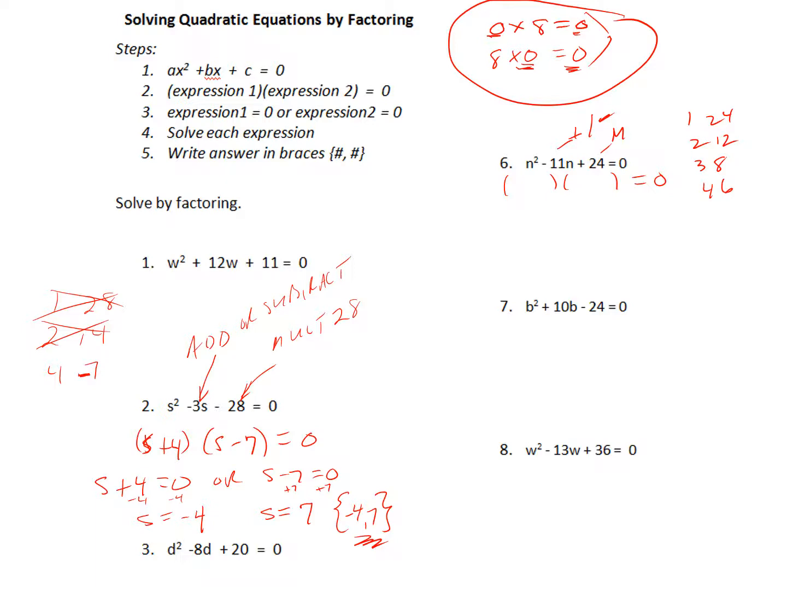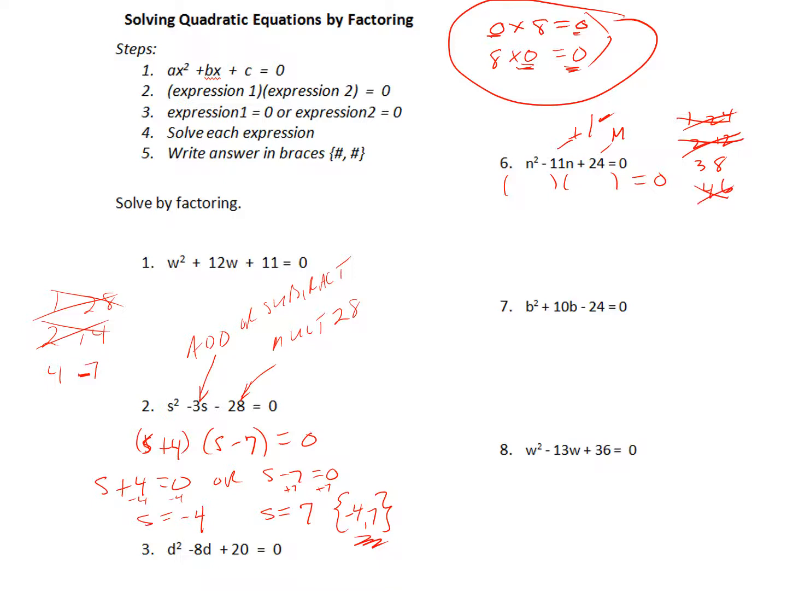So 1 and 24, again, they're too far apart to be negative 11 when I add them, so that can't be it. 2 and 12, that's close. If I subtracted them, 12 minus 2, they give me 10. 12 plus 2 is 14. They're close, but I don't think they're going to get it. 3 and 8, well, geez, 3 and 8 add up to 11. So if I could get the signs right, I think I'm going to be home free. And just to finish it, 4 and 6, 4 plus 6 is 10. 6 minus 4 is 2. That's not going to work. So it has to be 3 and 8.